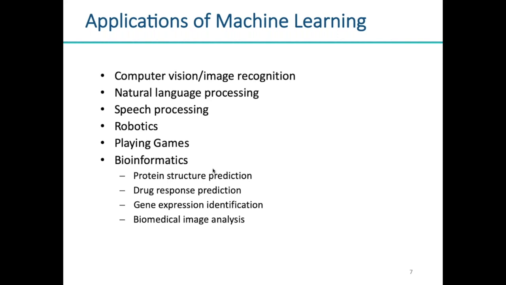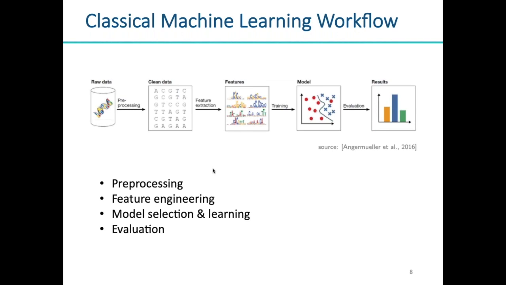For example, for protein structure prediction, drug response prediction, gene prediction, and even with biomedical images in order to analyze the image and find, for example, a tumor in biomedical images. We can apply machine learning and especially computer vision algorithms for biomedical image analysis.